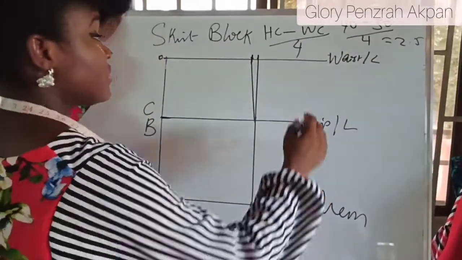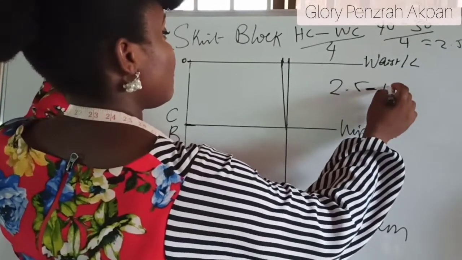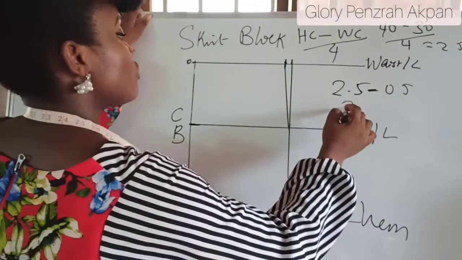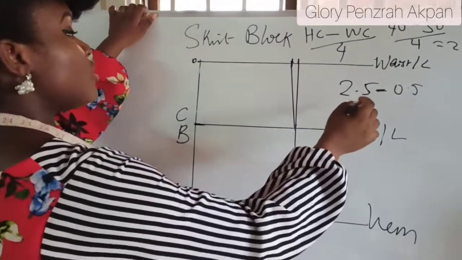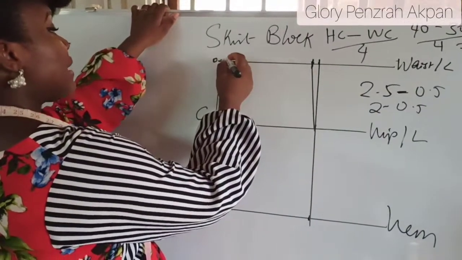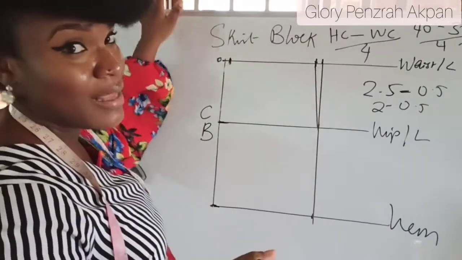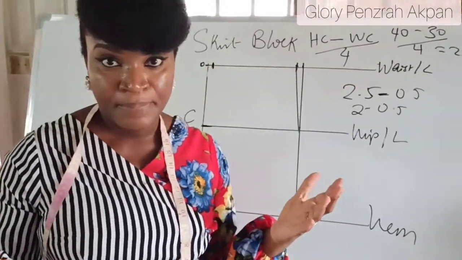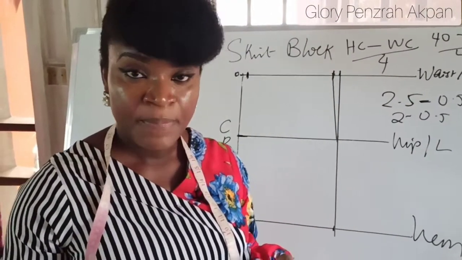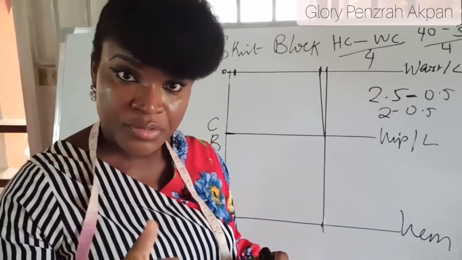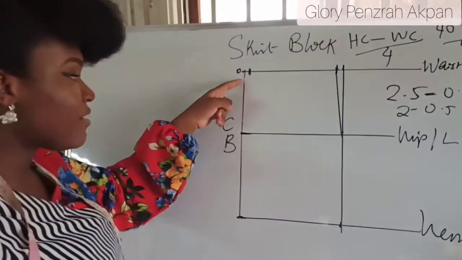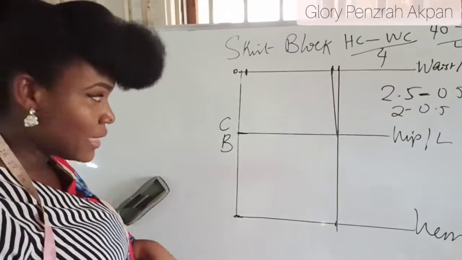So if we take out 0.5 inch from 2.5 to slant the side, we'll be left with 2 inches. Out of 2 inches, we'll take out another 0.5 to slant center back. Now remember, center back cannot be a straight line. Besides the shape of the vertebrae at the back, you also have your buttocks at the back, which is curving. So we can't have a straight line running at center back.